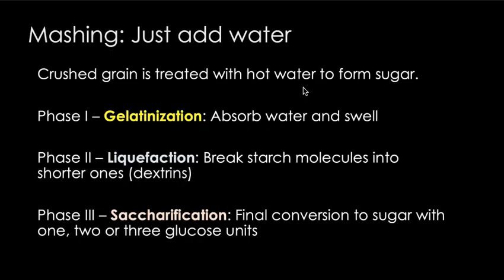The next step in our process of making beer is mashing. And for that, we just have to add water. What happens is that our crushed grain, or grist, is treated with hot water in order to form sugar. And mashing consists of three phases. The first one is gelatinization, in which our crushed grain absorbs water and swells.